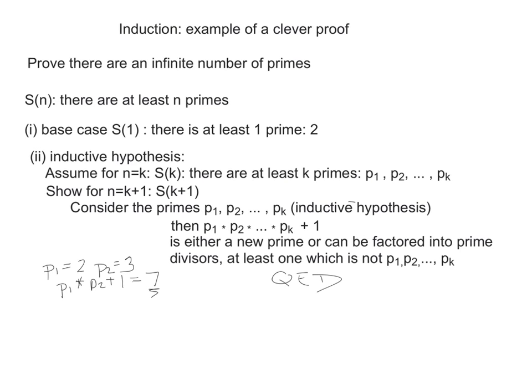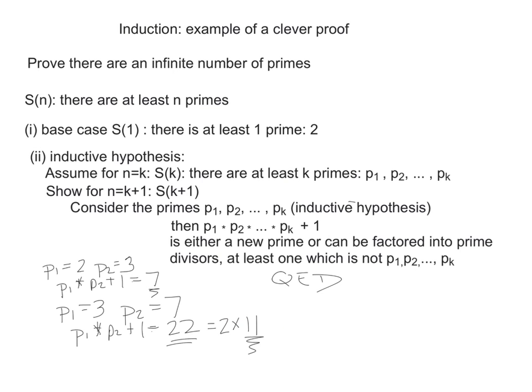But you'll notice you skipped over 5. Another example, if P1 were equal to 3 and P2 were equal to 7, then P1 times P2 plus 1 is going to give you 22. So this number is not a prime. However, this part is it can be factored into prime divisors. So this can be factored into 2 times 11, at least one of which is not our P1 or P2. So that's 11. 11 is your new prime.